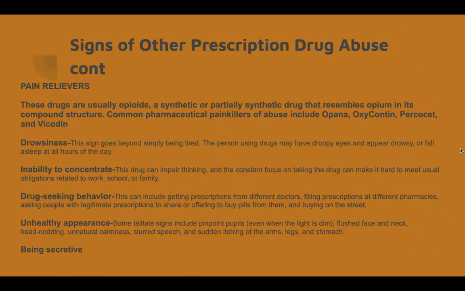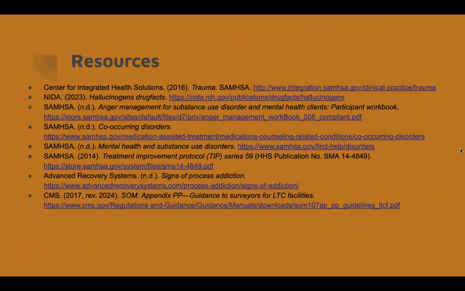For pain relievers, these drugs are usually opioids, synthetic or partially synthetic drugs that resemble opium in their compound structure. Common pharmaceutical painkillers of abuse include Opana, OxyContin, Percocet, and Vicodin. Drowsiness, inability to concentrate, drug-seeking behavior, an unhealthy appearance, and being secretive are often signs of pain-relieving drug use.